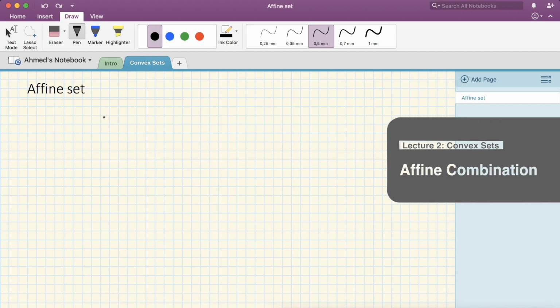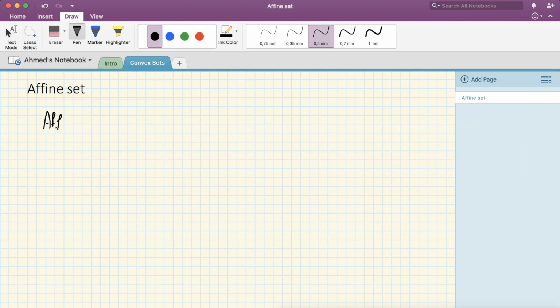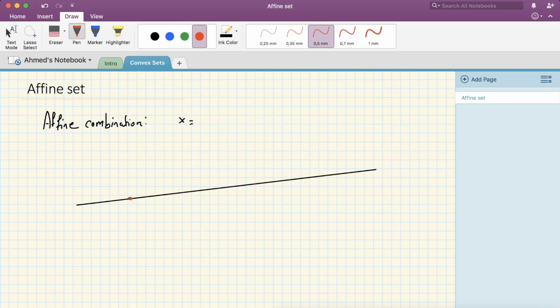So before I define what an affine set is, let's first talk about what an affine combination is. An affine combination is nothing other than a point in space x which belongs to a line. So in other words, if this line has 2 points, I can create an affine combination of those 2 points, which results in this black line. I can write it as follows: all points x which are equal to alpha x1 plus 1 minus alpha x2.